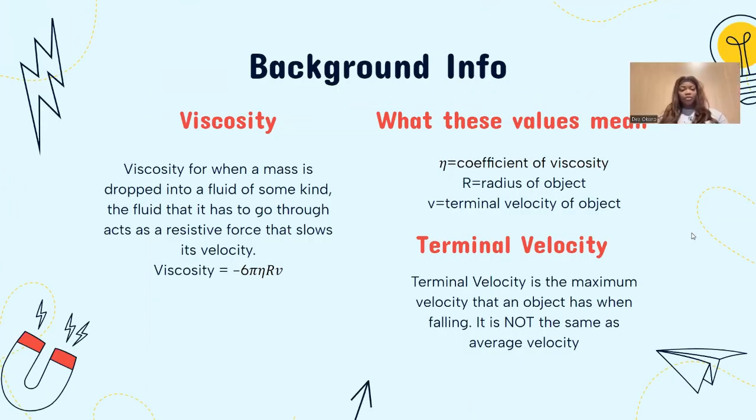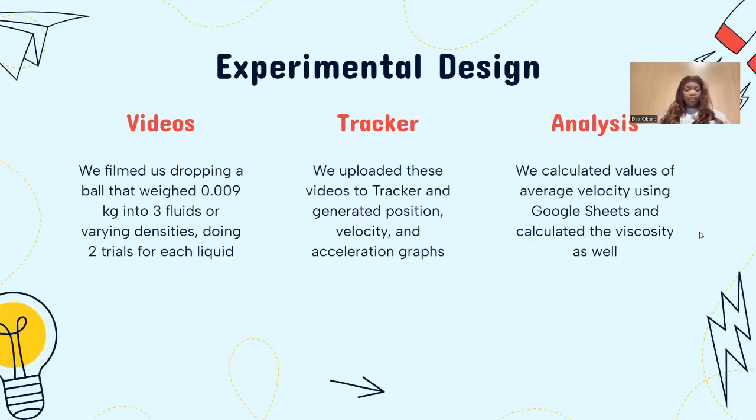So just some background info. When we're talking about viscosity, it's defined as a mass that is dropped into a fluid of some kind, and then the fluid acts as a resistive force that slows down the velocity. And then we wrote the formula for viscosity below that. The N is the coefficient for viscosity, R is the radius of the object, and V is used to define the terminal velocity of an object. And terminal velocity is the maximum velocity that an object can have when it's falling, and it is not the same as average velocity.